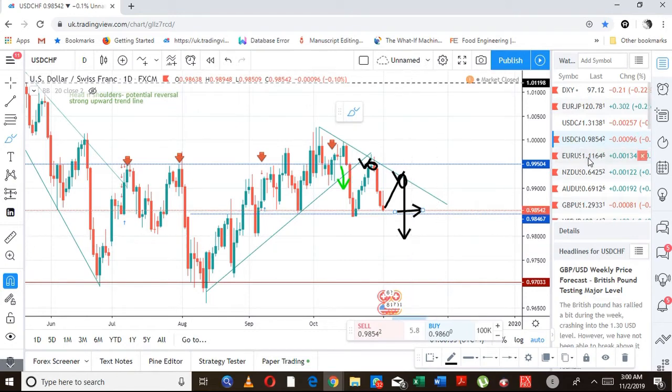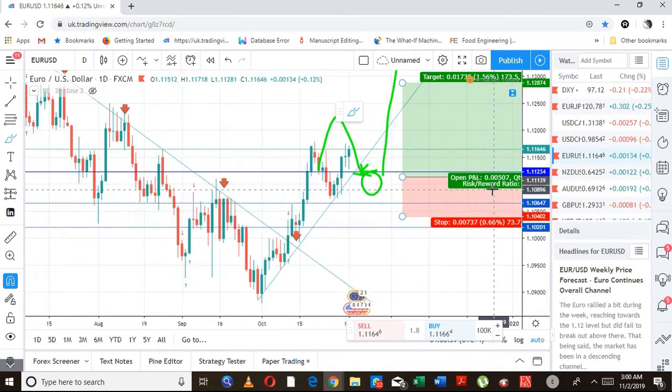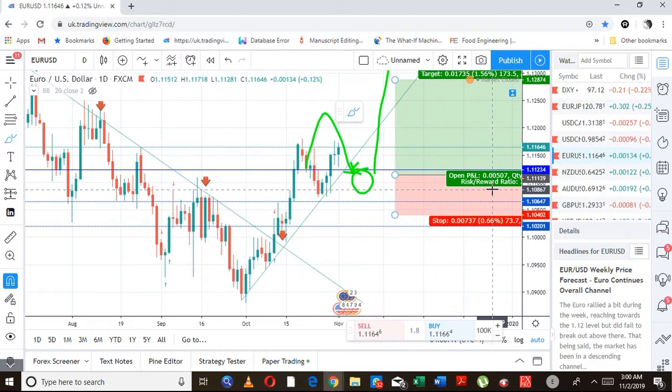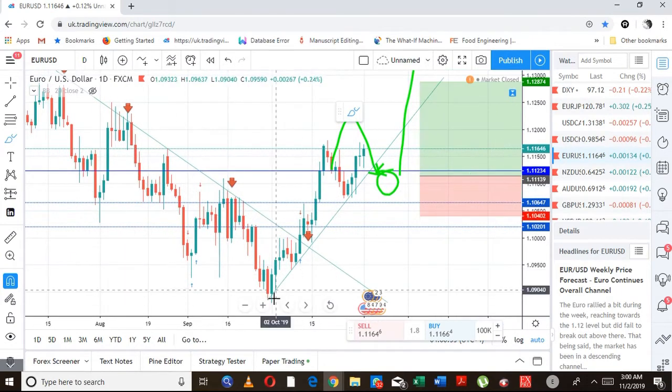Next trade, the Euro USD. The Euro USD has been quite a surprising pair to trade so far because of its weak fundamentals. However, due to DXY weakness, we do expect a bit of bullishness coming forward for the Euro USD. How are we going to trade this?